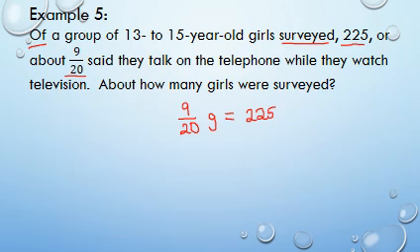Once again, 9/20ths of the girls surveyed were 225. So that's how we come up with the equation. So just take it piece by piece. Now we need to solve it. So here we see that they're multiplying. So in order to do the inverse of that, we need to multiply by the reciprocal. The reciprocal of 9/20ths is 20 over 9. What we do to one side, we must do to the other side.